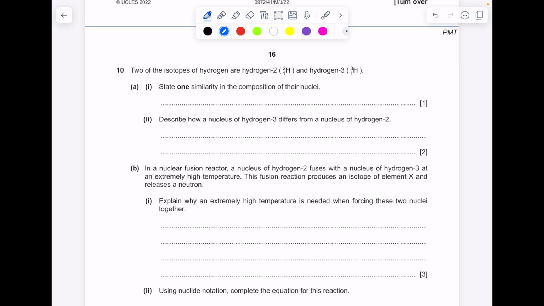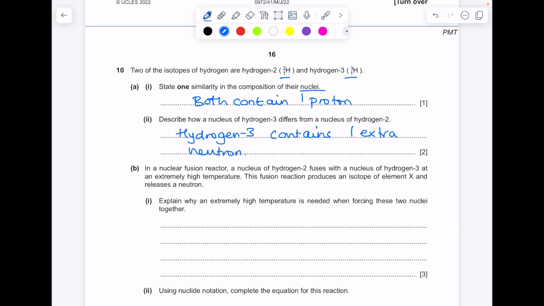Two of the isotopes of hydrogen are hydrogen 2 and hydrogen 3. State one similarity in the composition of their nuclei. Remember that the nuclei contain protons and neutrons, so we can see both contain one proton. Describe how a nucleus of hydrogen 3 differs from a nucleus of hydrogen 2. The main difference is that hydrogen 3 contains one extra neutron. To get the second mark, simply point out that there are different numbers of neutrons in the two isotopes.